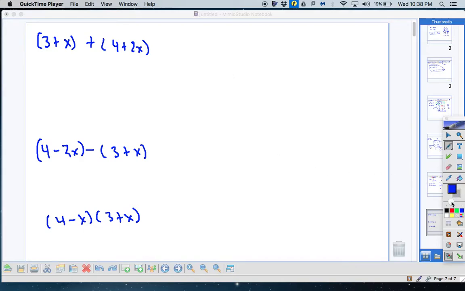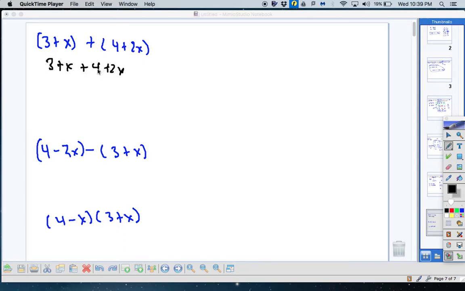So the first example is simply adding two linear expressions together. So I got 3 plus x, and we're going to add 4 plus 2x to it. Now, when it's an addition problem, all you do is you get rid of the parentheses. So you got 3 plus x plus 4 plus 2x. And we're going to combine like terms. And x's combine with other x's. Numbers can combine with other numbers.